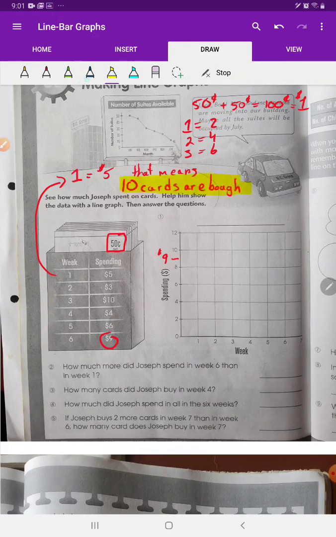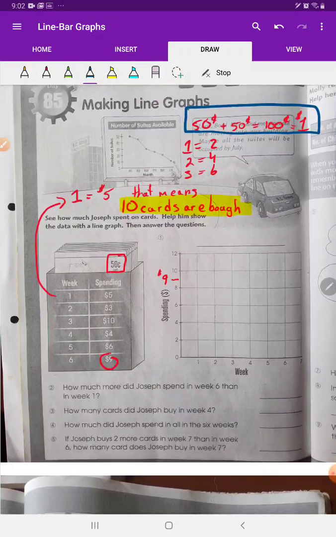Okay? So some of you don't know this about money. We have learned it before, but we haven't talked about it much this year. So I'm telling you this now so you've got it. 50 cents plus 50 cents equals 100 cents. That's $1. So you need 2 cards to equal $1. Very important. Okay? And that will help you answer all of the rest of these questions.